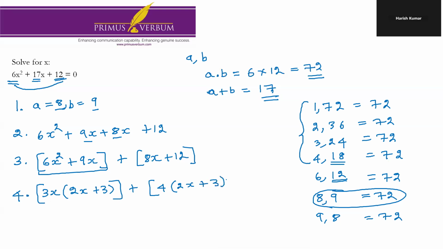2x plus 3. So you get 4 times 3 is 12, and here you get 6x square plus 9x. So we have factorized it like this. And you see that 2x plus 3 is common to both the groups. So we can take it out, or once again factorize it. So we can take it out. We are then left with 3x plus 4. Okay. So we have 2x plus 3 and 3x plus 4.